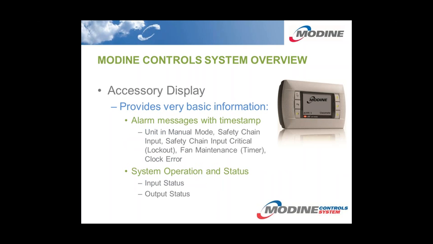An accessory display is available for purchase with the systems. This is mainly for very basic information. Alarm messages with the timestamp. All of the alarm messages that we will show are displayed here on the slide. It will also give an installer system operation and status. Basically just a confirmation of what they can see with their voltmeter, the status of the inputs and the status of the outputs. However, this display is required for Energy Star most efficient installations.